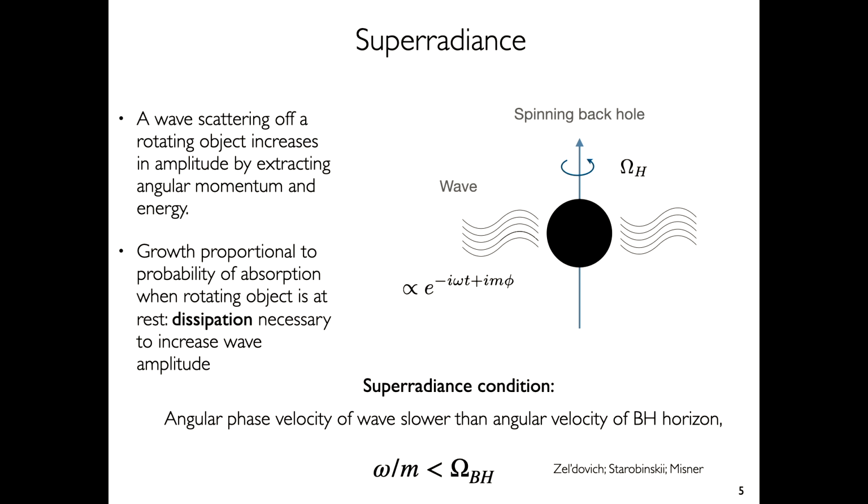And this happens for two reasons. One is the black hole is rotating, and the other is the black hole dissipates waves at the horizon. So the relative motion of the horizon, close to the horizon and at infinity, amplifies the wave at long distances.